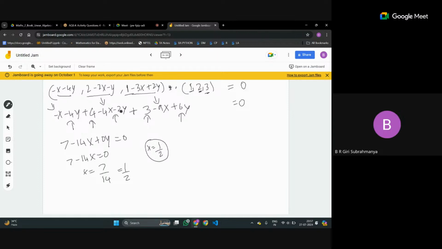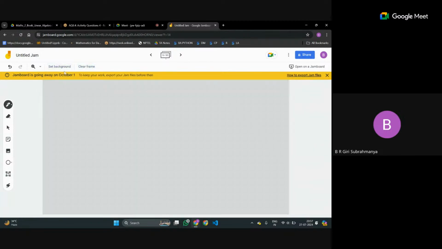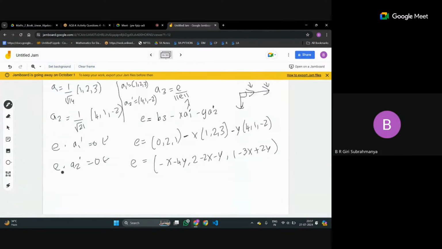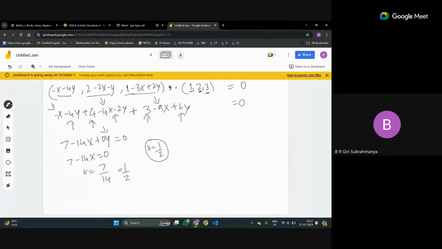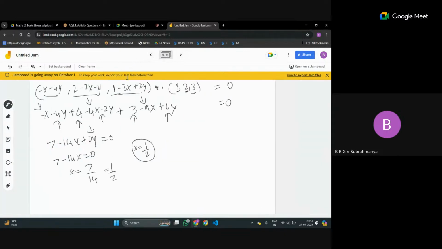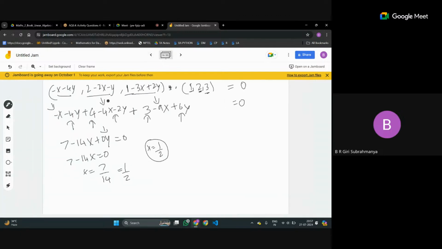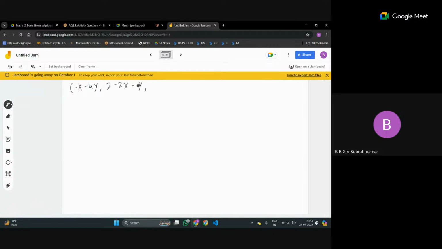Now we cannot substitute it back here itself because you can see 0y, right? You're going to get 0y, so you can't find y from here. So we will use the other equation. The other equation is error vector, the dot product with A2 dash is going to be 0 again. Same, so minus x minus 4y, then 2 minus 2x minus y, then 1 minus 3x plus 2y.